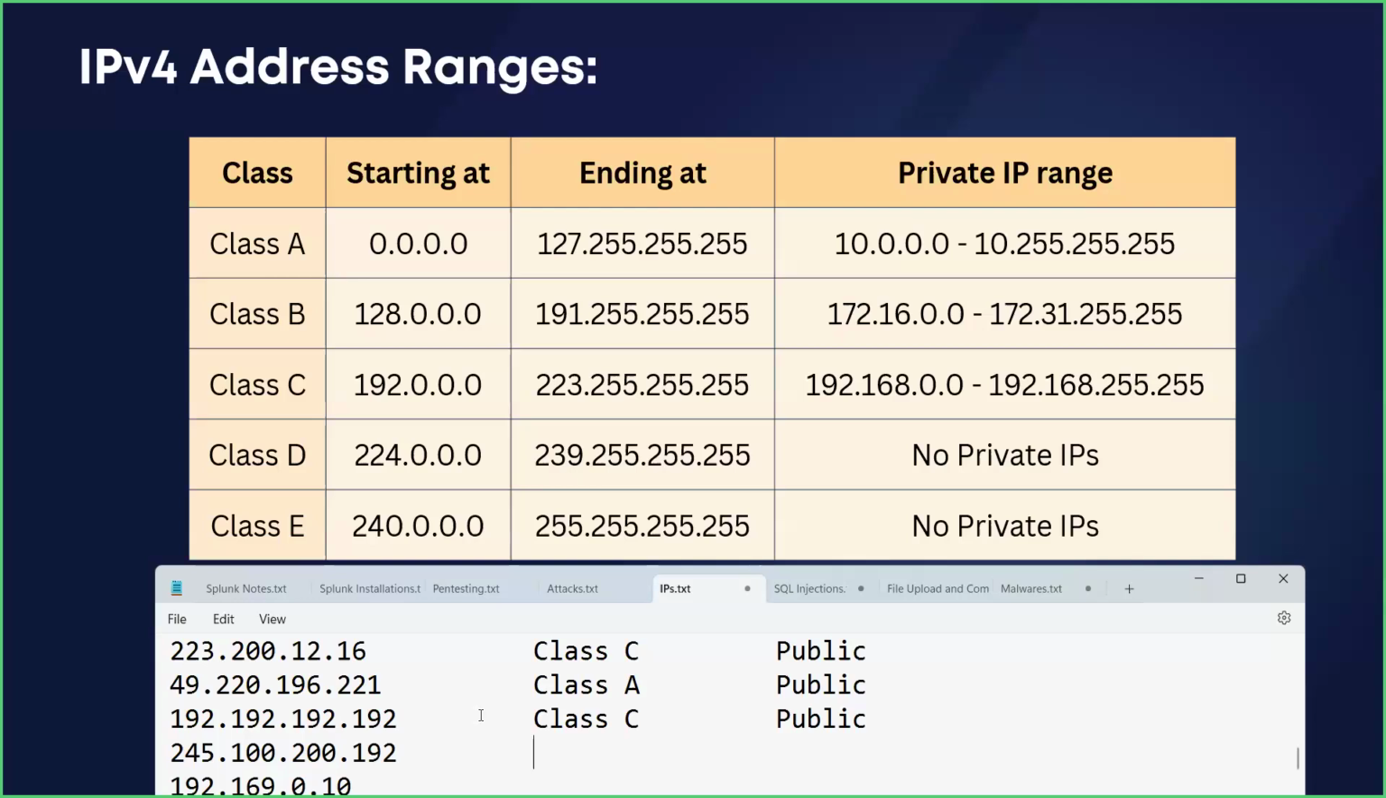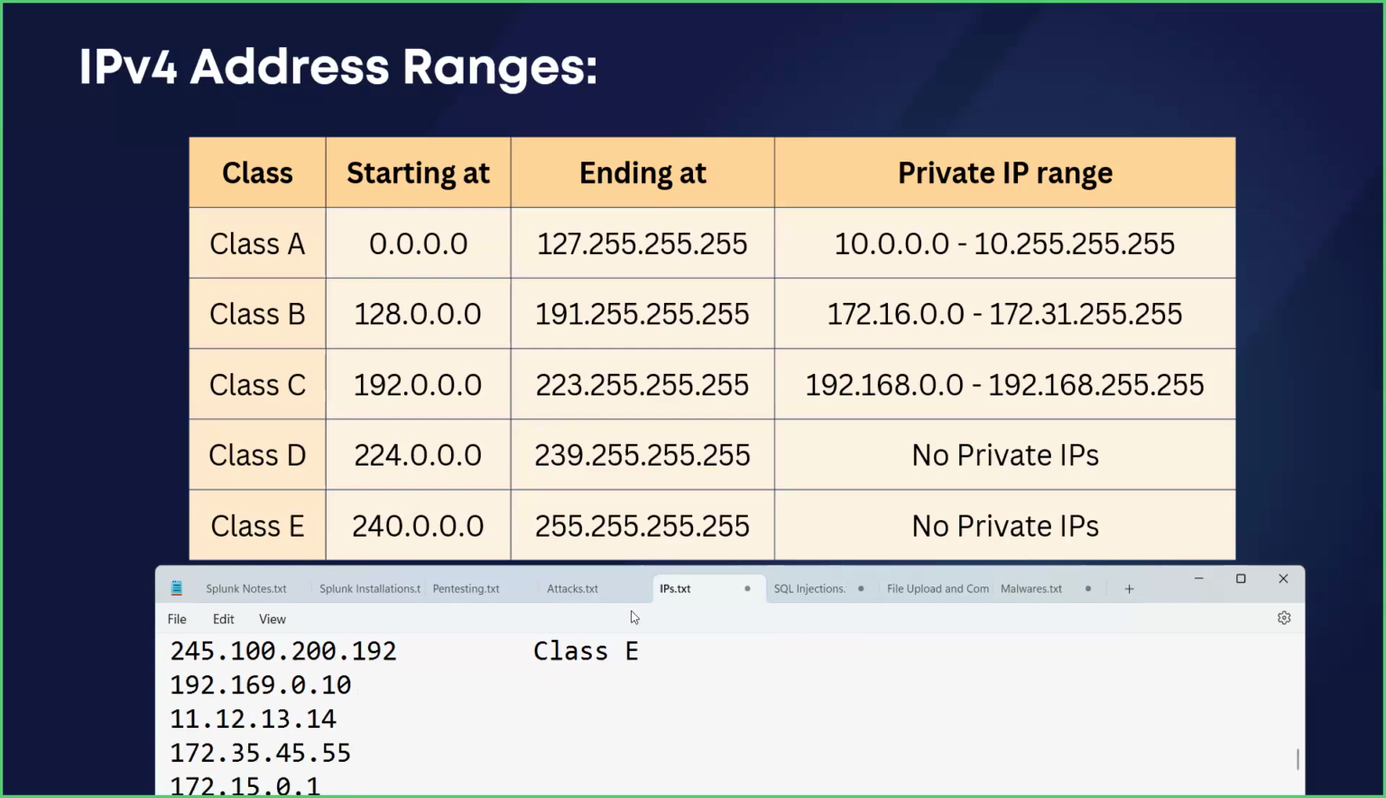Going back. Next. Class E. 245. Yes, class E. Public or private? Public. Yes, because class E does not have any private IPs in it.